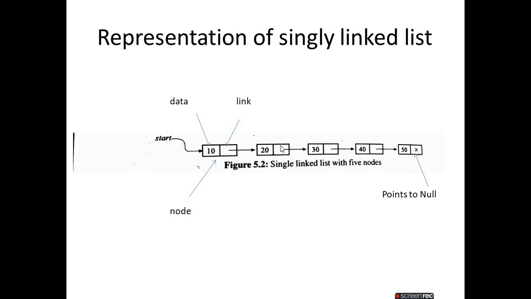This is a data part, this is a link part. The link part is also called the next part. It just stores the next node's address, and using it we link to the next node. This is a single linked list example.